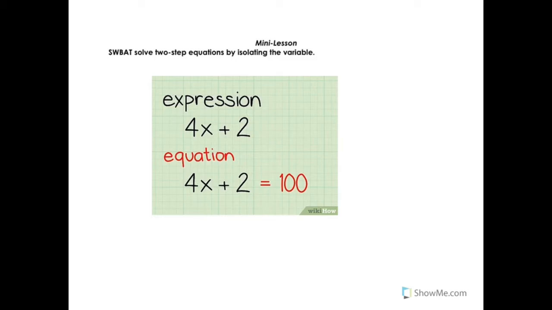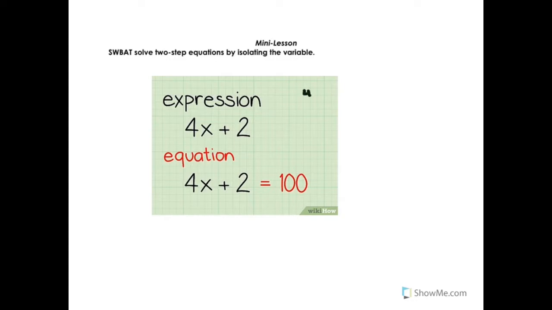Today's objective is to be able to solve two-step equations by isolating the variable. While working with expressions, we've learned that the variable can pretty much be anything we want it to be. And depending on what the value of the variable is equal to, the value of our expression will change. So for example, in the expression 4x plus 2, I can put anything that I want for x, and that expression will have a different value.